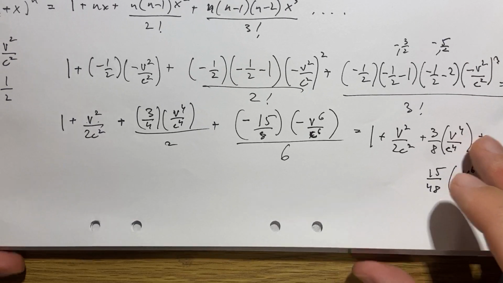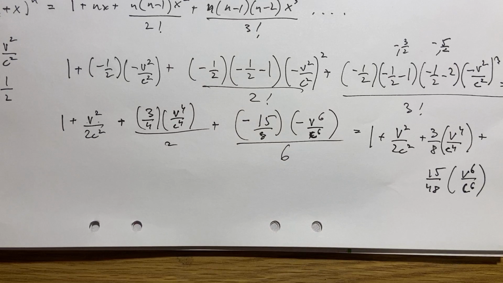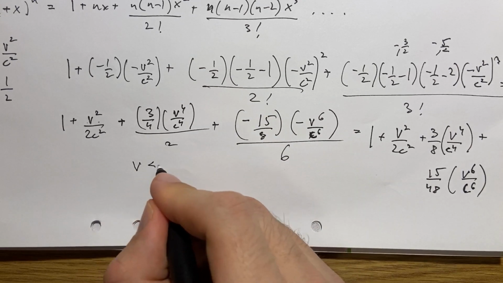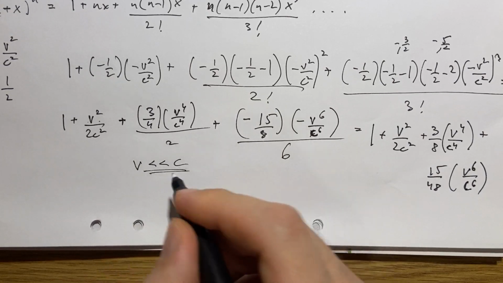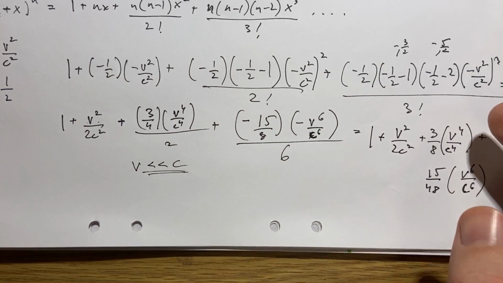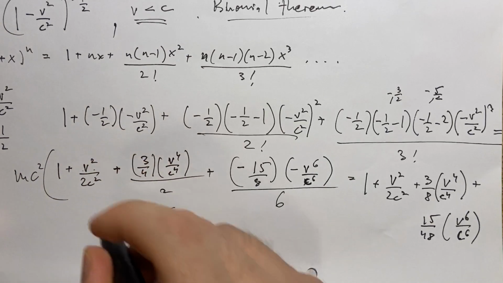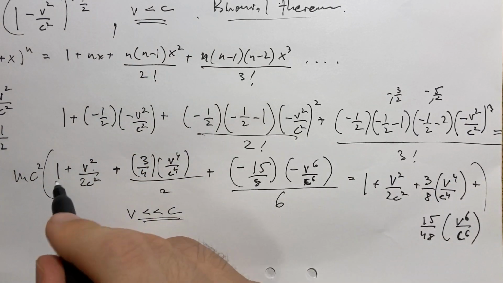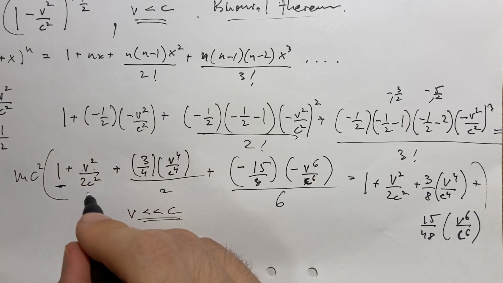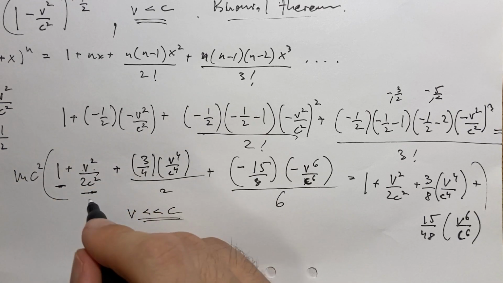But what are we interested in? What we are experiencing, we are only experiencing v's that are much, much, much lower than c. So you can see here that if we multiply all of this expression by mc squared, we will get the 1, so that's a keeper. This one too, it's a keeper because those two will cancel.